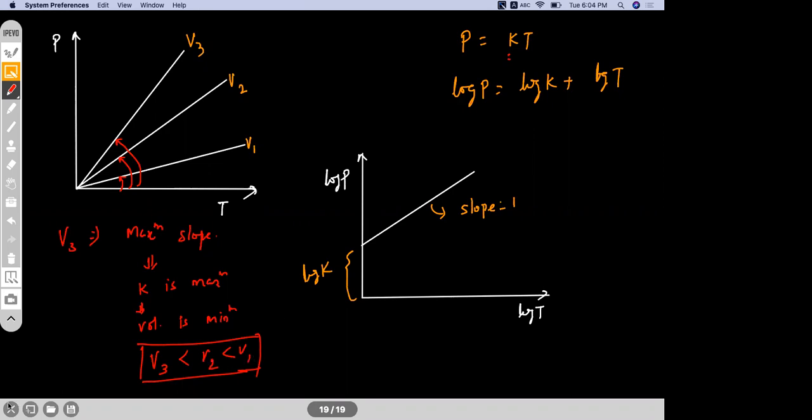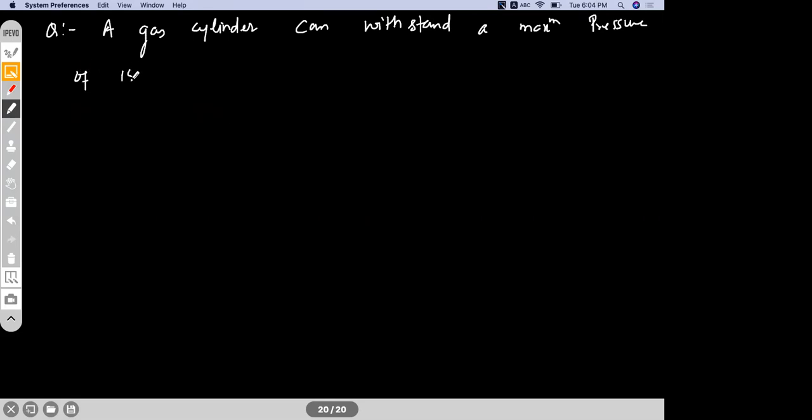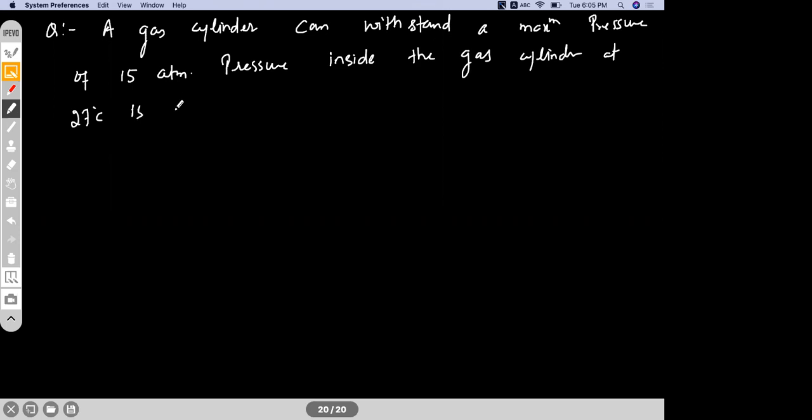Okay, now you see this question. The question is, a gas cylinder can withstand a maximum pressure of 15 atmospheric. Pressure inside the gas cylinder at 27 degrees Celsius is 10 atmospheric.